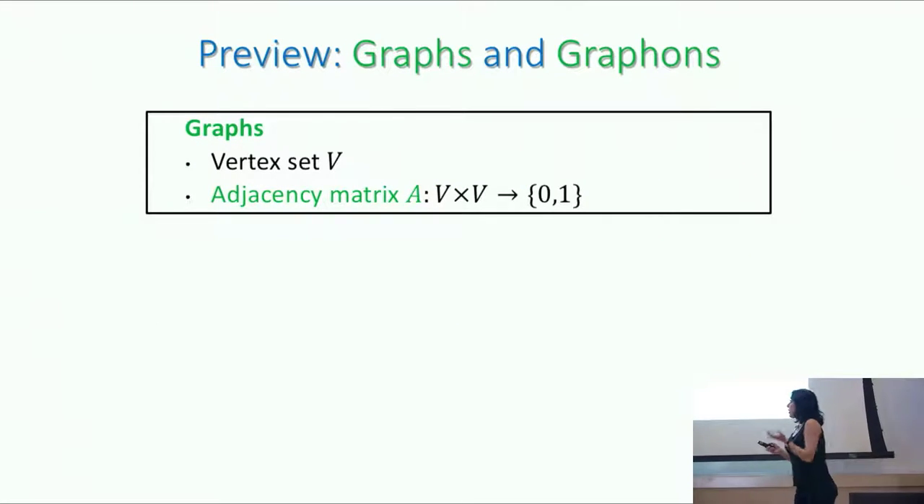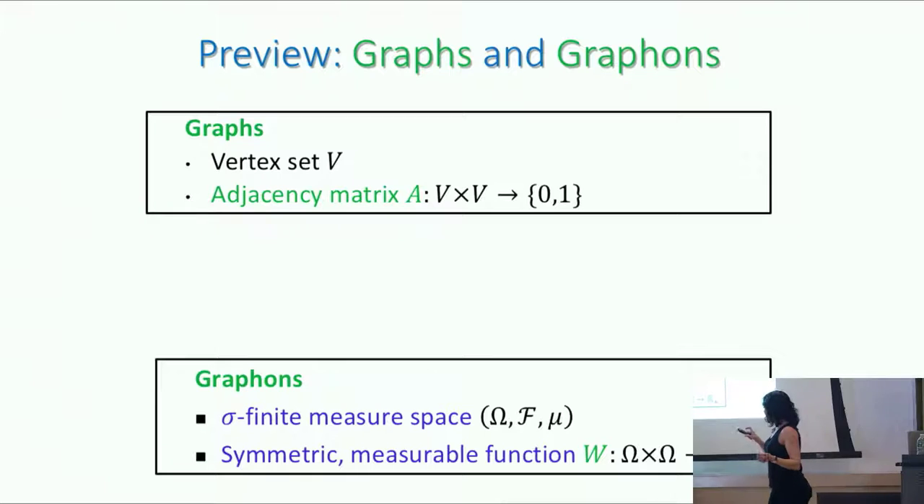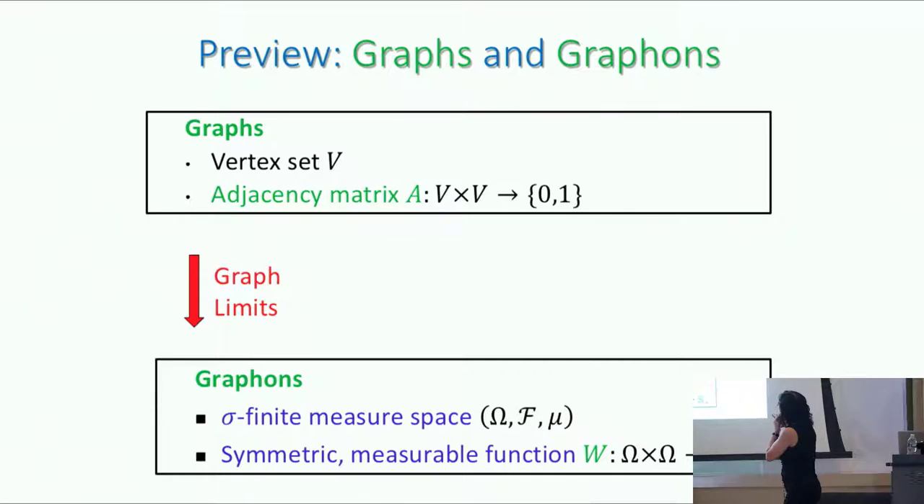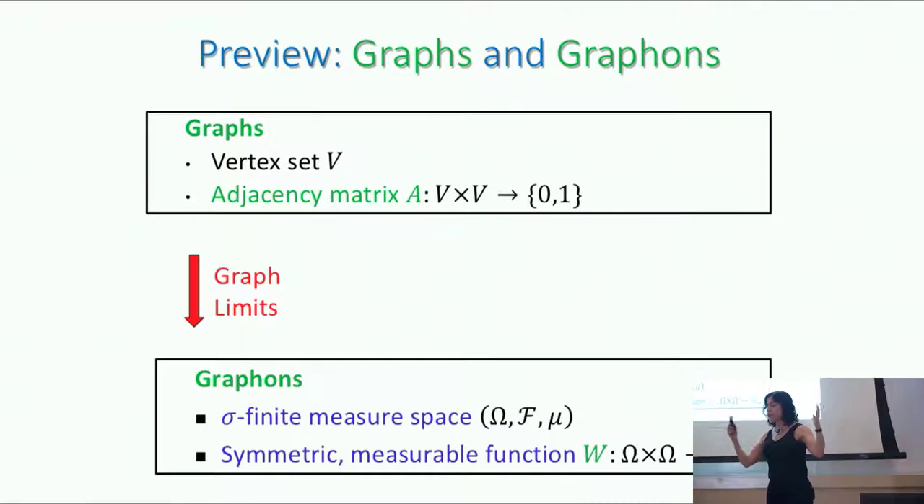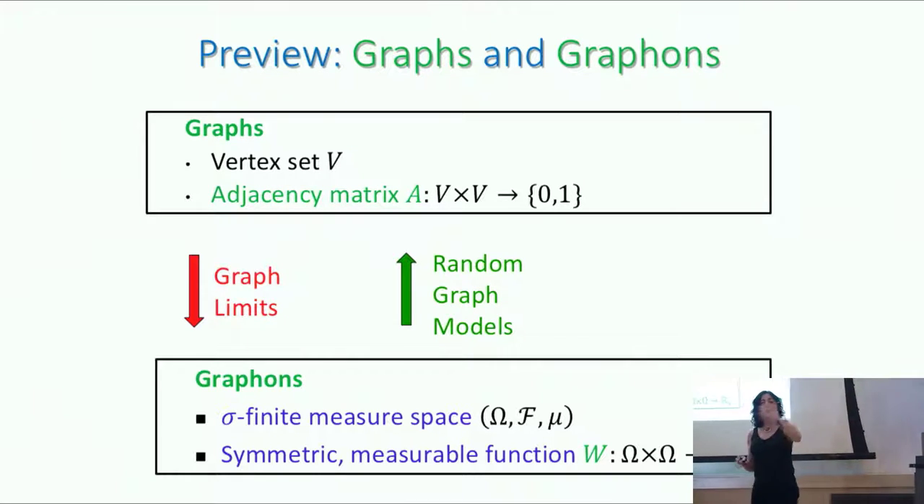So graphs are a set of vertices and a set of edges. The edges sit in an adjacency matrix, and there's a one in the adjacency matrix if X is connected to Y, and if X is not connected, then there's a zero. So can we take this and via some limit get a symmetric measurable function which in some way models this adjacency matrix, which models the edges in some way? And if we have such a model, can we then generate instances of a graph?